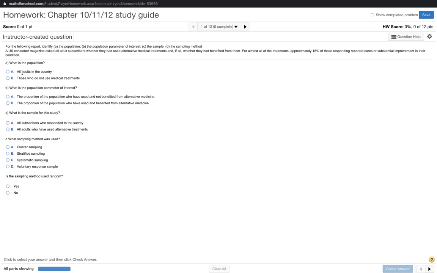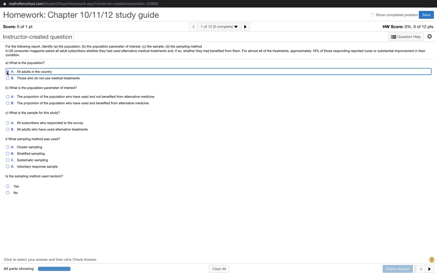So our choices are all adults in the country and those who do not use medical treatment. The only one that logically makes sense is A, right? Because the survey was whether they had used alternative medical treatments or not. So it would not make sense if that were the population. They're hoping to learn about adults who used medical treatment.